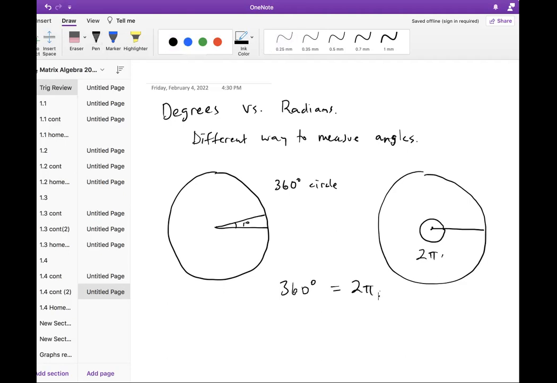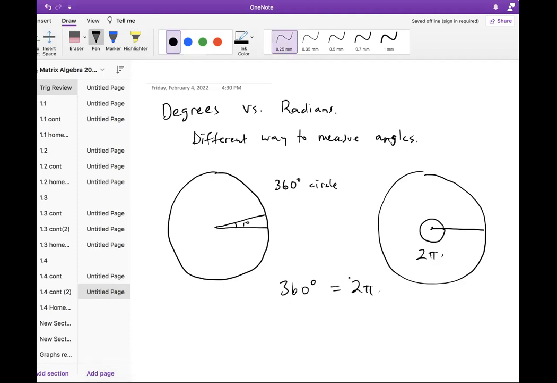So yes, pi is 3.14, but again, it's a relationship between the circumference and the diameter. Right? It's not saying that 360 is equal to the number 2 pi. It's just a different way of measuring angle. Does that make sense? Yeah. Okay.